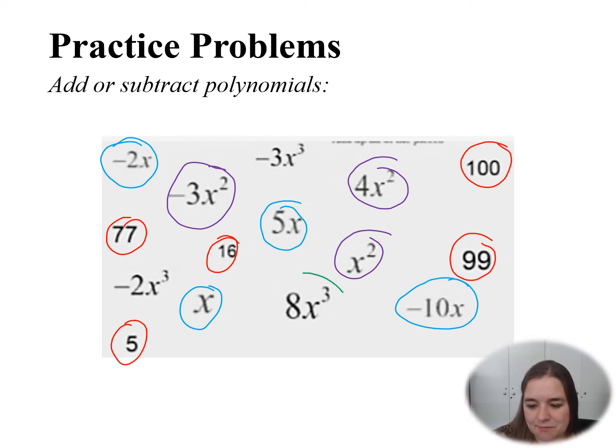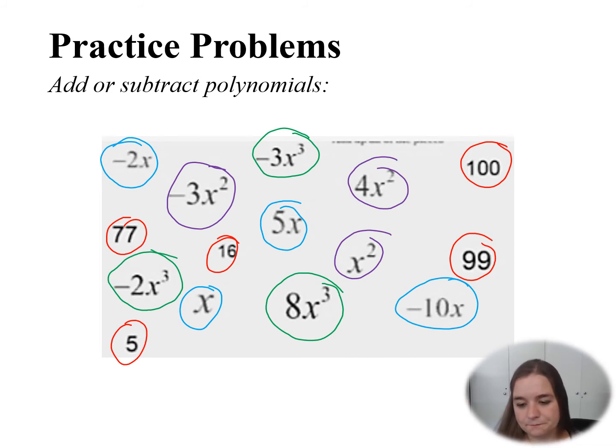Last piece, I can do the same thing with my x cubed. I can put together all of the pieces that have x to the power of 3. But at that point, I'd be done. I'd have whatever I had for my green x cubed. I'd have my, what color were they? Purple.